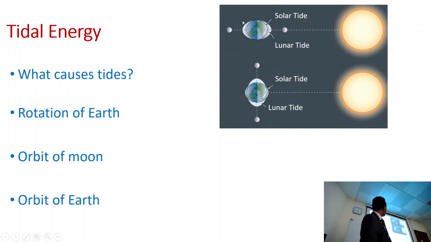Therefore, you have this shape. This is an exaggerated shape. So when you have the sun facing the earth, most of the time you have a high tide during the daytime and a low tide during night time. That is due to the sun. And also, much closer than the sun, you have the moon. Because of the moon as well, you have a gravitational force. That is called the lunar tide. Now you have a solar tide. The solar tide is because of the sun, and the lunar tide is because of the moon.